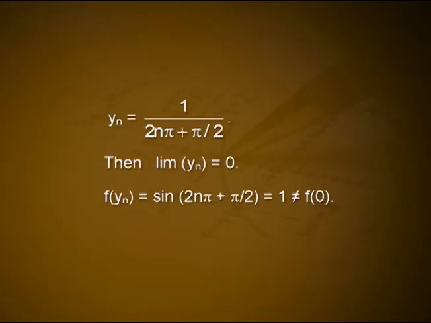Consider the sequence yn, where yn equals 1 by (2n pi plus pi by 2). Then limit yn equals 0. f of yn equals sine of (2n pi plus pi by 2), which is equal to 1, not equal to f of 0. So, the function f is not continuous at x equal to 0.